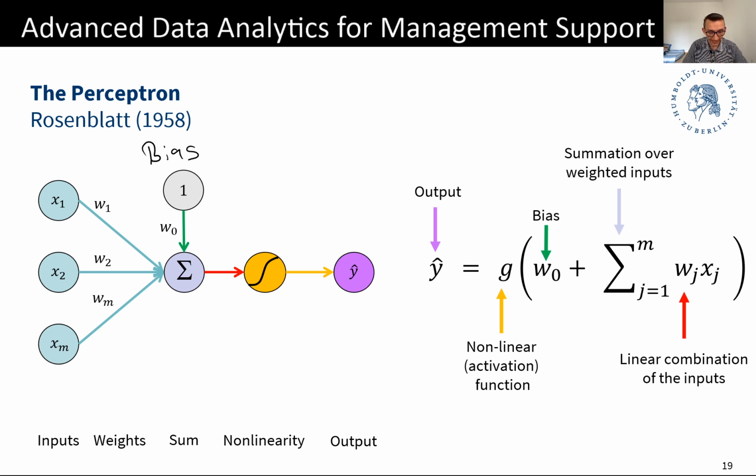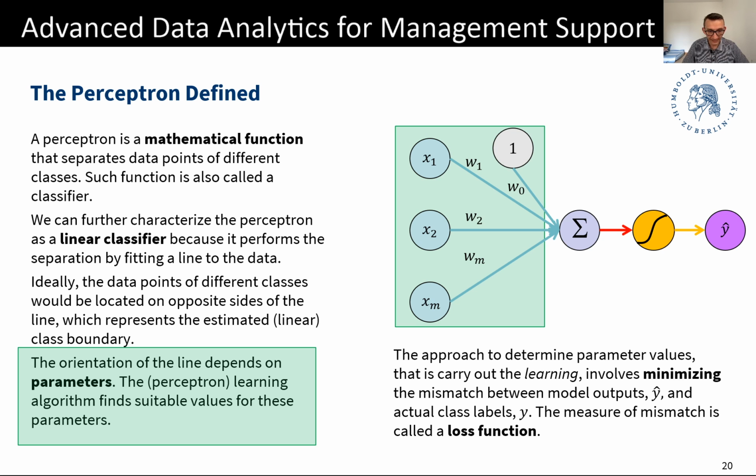I did try to summarize the perceptron a little bit. The perceptron defined. As we saw, it is a mathematical function, designed as a classifier. The goal of that function is to help us separate data points of two known classes, like good and bad payers. The type of classifier that the perceptron embodies, we could further categorize as a linear one, because it performs the separation of the data by fitting a line to it, so that data points of different classes live on different sides of our classifier, our line, or our separation boundary.